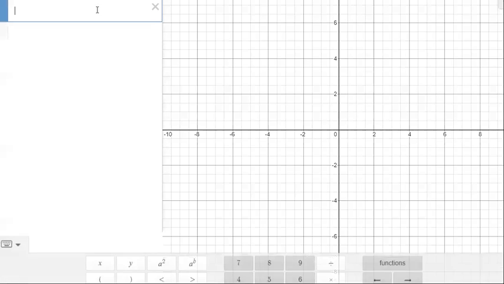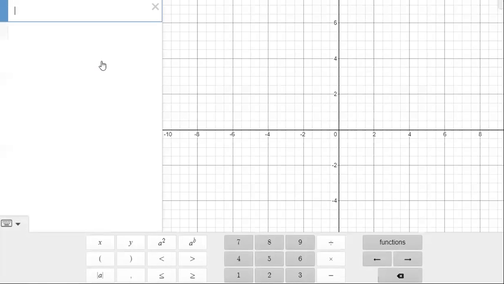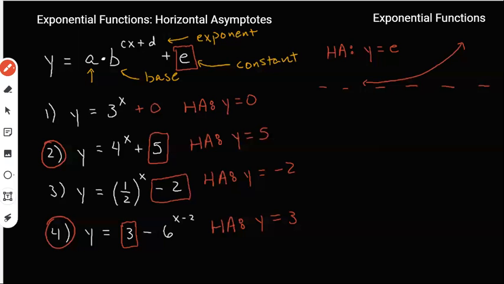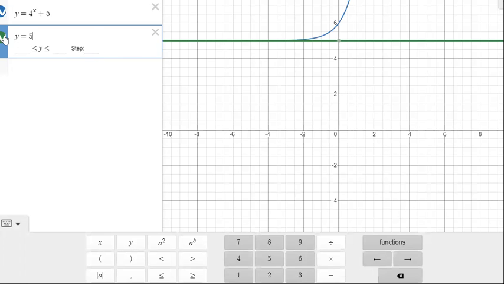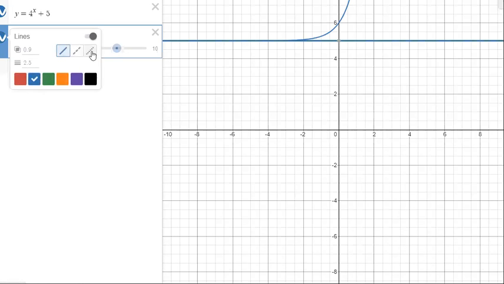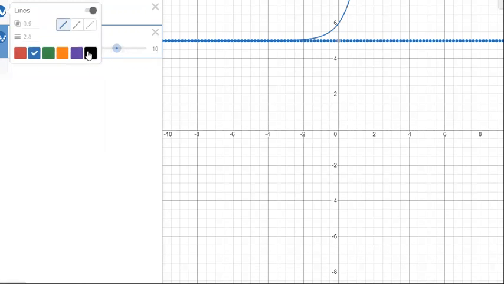All right, so for number 2, I have 4 to the x power plus 5. My function is going to be y equals 4 to the x power, and I'm adding 5 at the end. So what we're going to do is take that horizontal asymptote that we found, y equals 5, and graph that as well. So I get y equals 5. All right. I'm going to change this to a blue dotted line, and I'm going to change this to black so you can see how the function interacts with the asymptote.